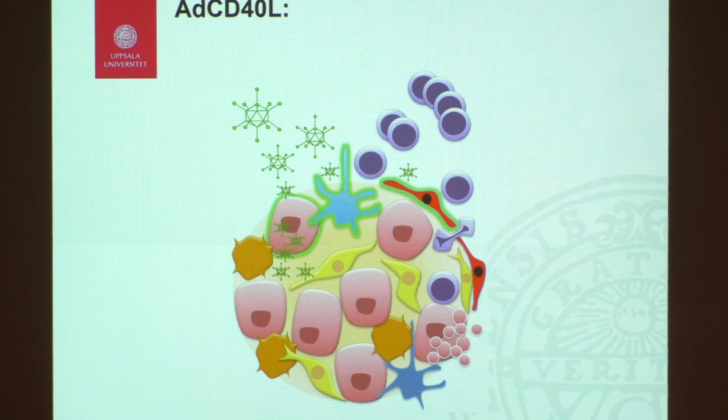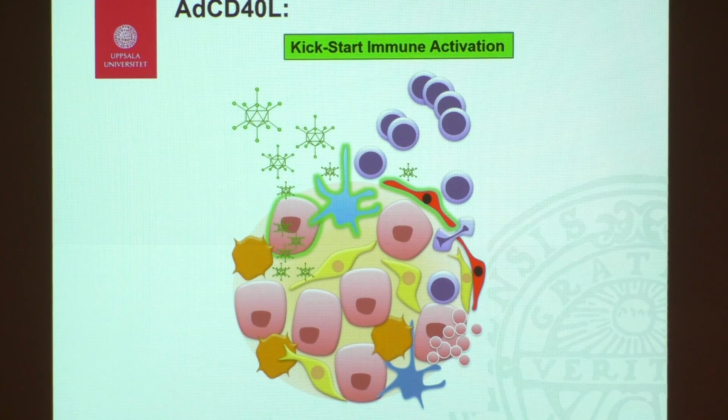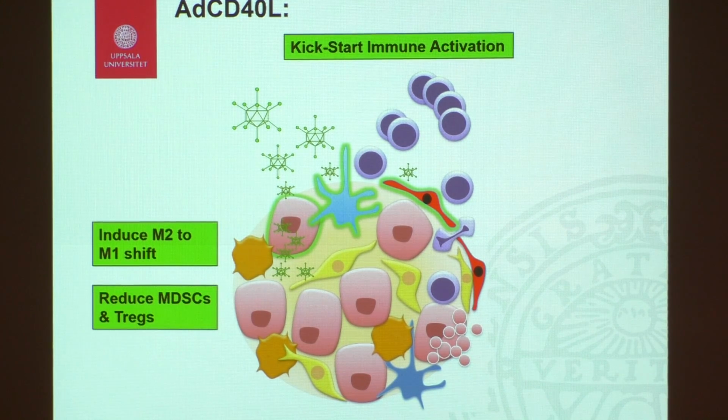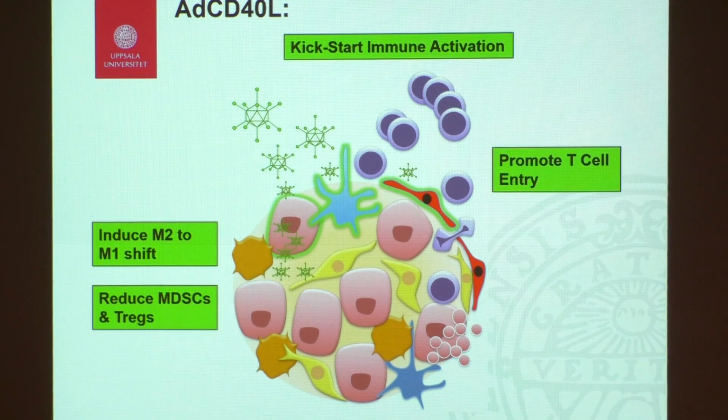So far we concluded that CD40 ligand can really kickstart the immune activation in the tumors by activating dendritic cells that in turn activate the T cells and so on. We also know that the CD40 ligand induces an M1 shift from M2 macrophages. They reduce suppressor cells of different types. We can promote T cell entry into the tumor, and of course then induce tumor cell apoptosis.